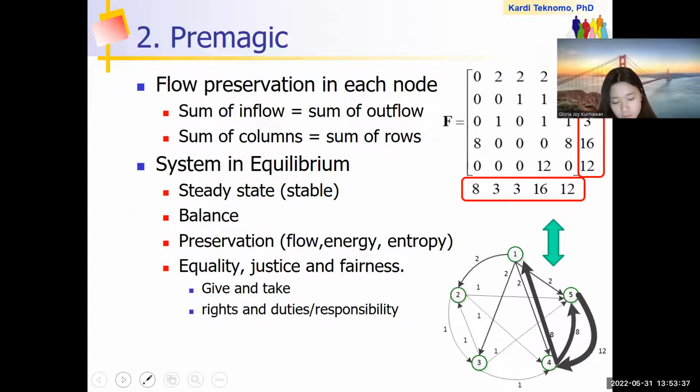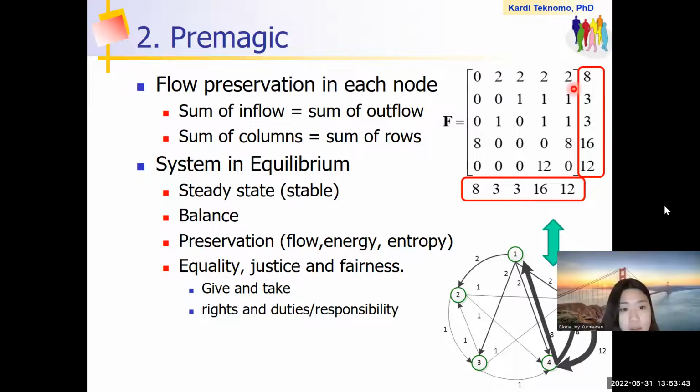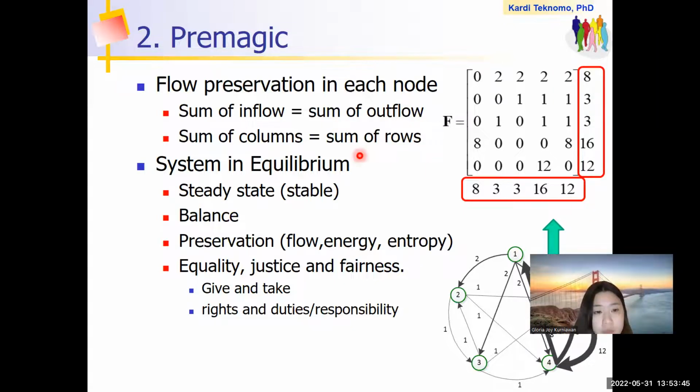Now, premagic means the sum of inflow is equal to the sum of outflow. Amazingly, if you have an irreducible matrix, when you run this, you will always get premagic. Always. This is the one that I feel is very nice.